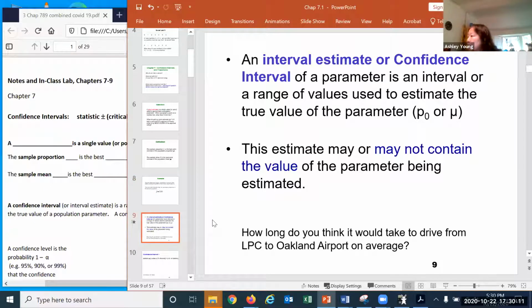How about this one? Zubair, go ahead and read for us. An interval estimate or confidence interval of a parameter is an interval or a range of values used to estimate the true value of the parameter, p naught or mu. This estimate may or may not contain the value of the parameter being estimated. Great.